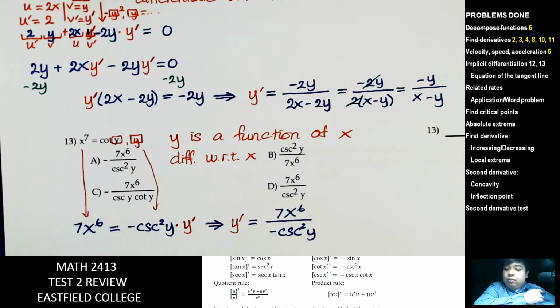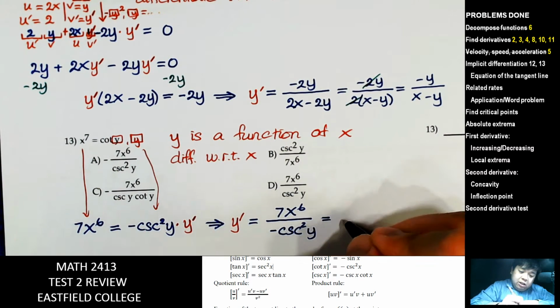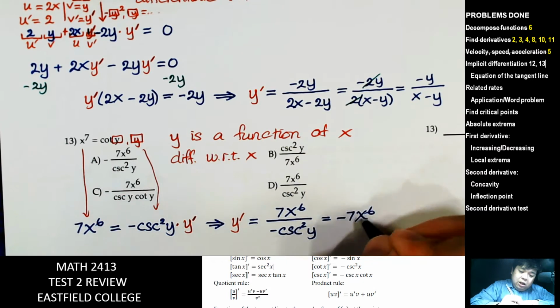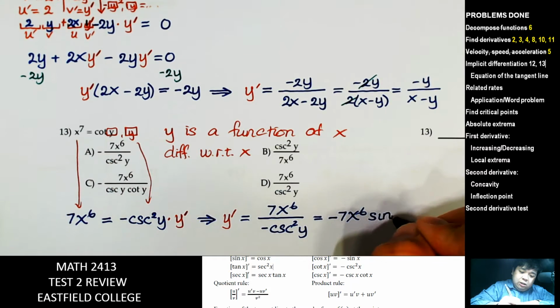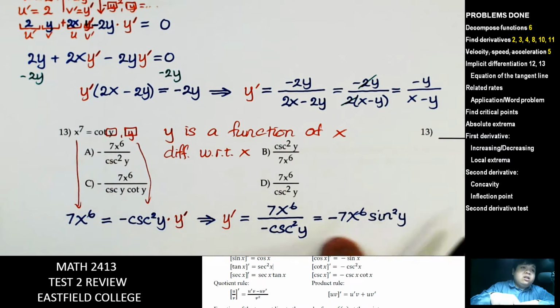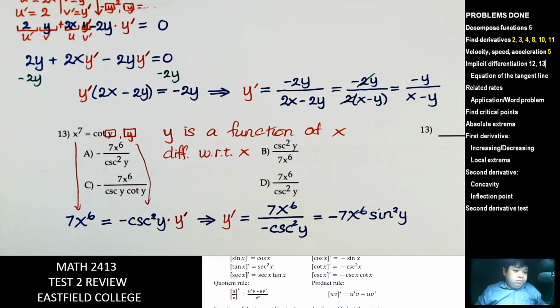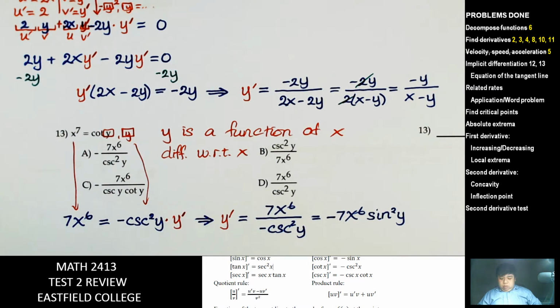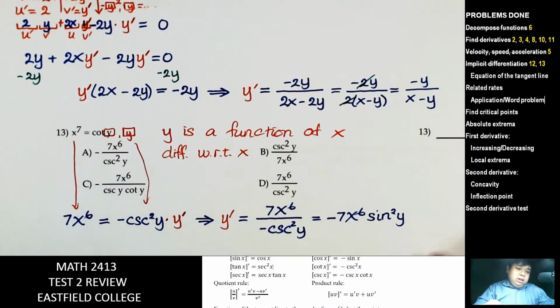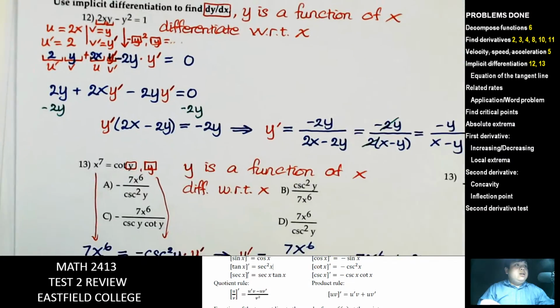Right. Of course, we can also rewrite that as negative 7x to the 6. 1 over cosecant is sine, so we have sine squared y. Yeah, so any of this is acceptable. Either one is fine. Right, so that was 13.